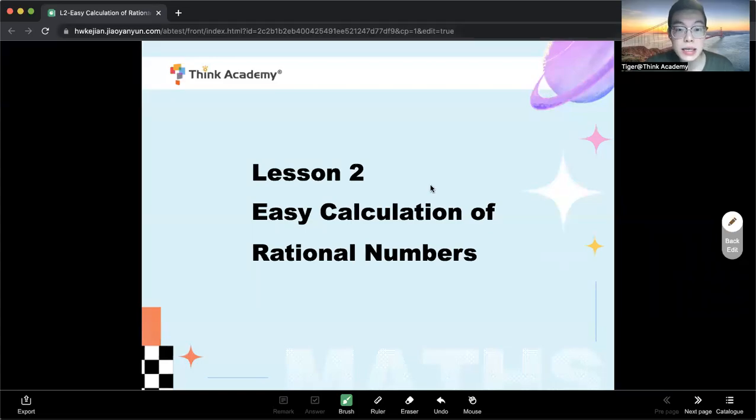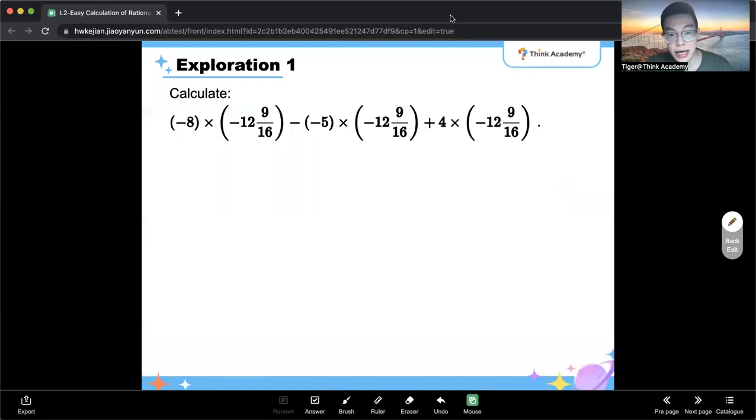So we'll get started. This is going to be lesson two, and we'll be talking about the easy calculation of rational numbers. Essentially, you can expect that we are learning about different techniques on easy calculations in today's lesson, all right? So let's take a look at the first exploration.